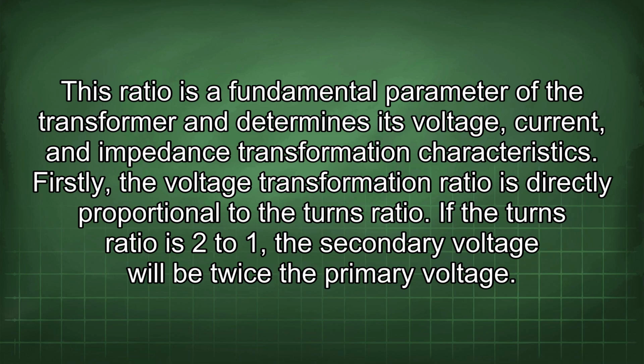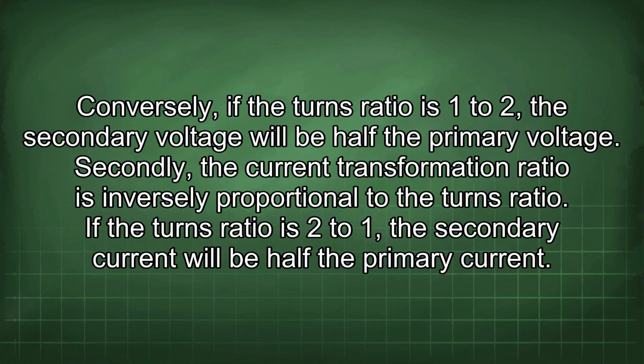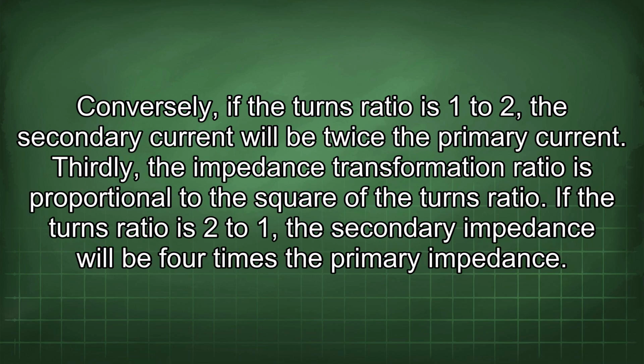Firstly, the voltage transformation ratio is directly proportional to the turns ratio. If the turns ratio is 2:1, the secondary voltage will be twice the primary voltage. Conversely, if the turns ratio is 1:2, the secondary voltage will be half the primary voltage. Secondly, the current transformation ratio is inversely proportional to the turns ratio. If the turns ratio is 2:1, the secondary current will be half the primary current. Conversely, if the turns ratio is 1:2, the secondary current will be twice the primary current.